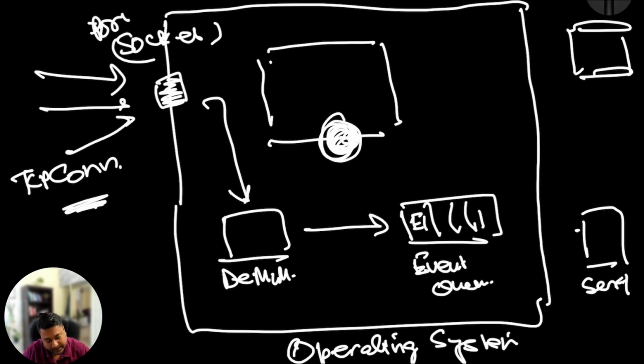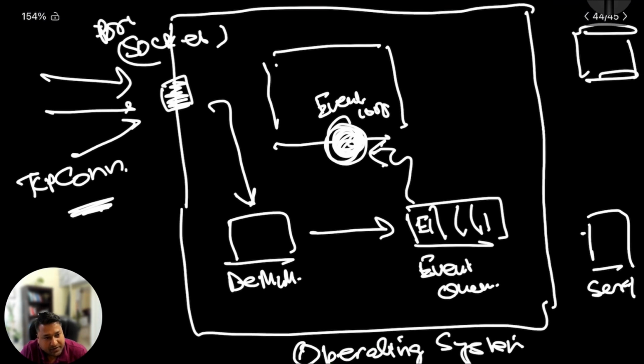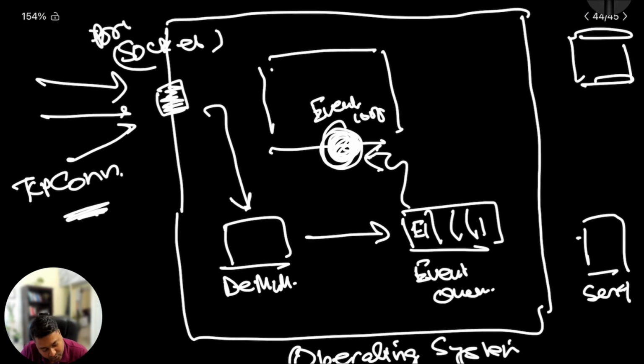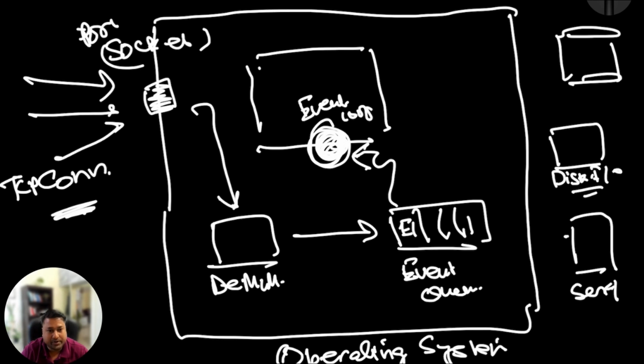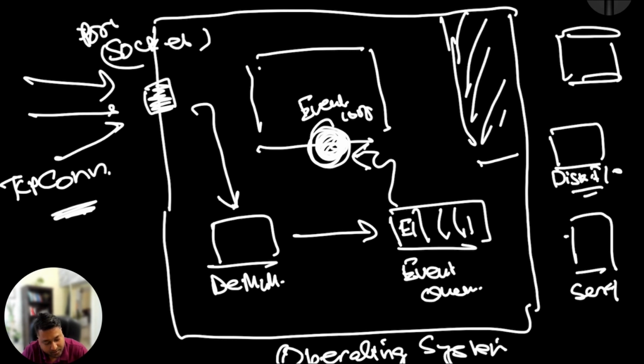Now this event will be later picked up by your event loop. Alright, so this is your event loop. Now the event loop will see that as part of the request, it basically has to access your disk input output operation, right?